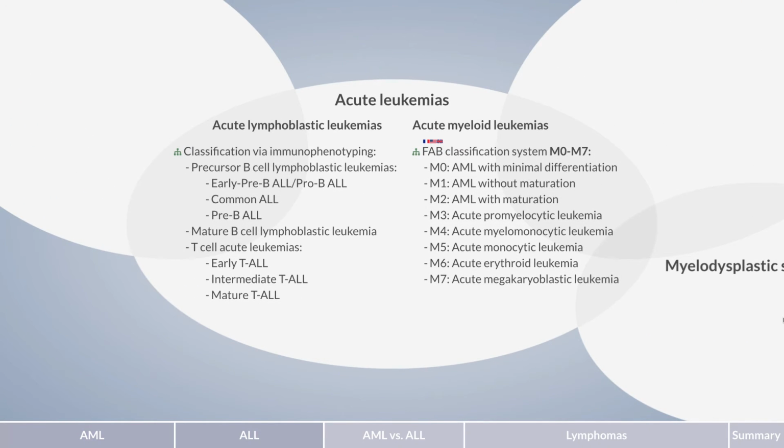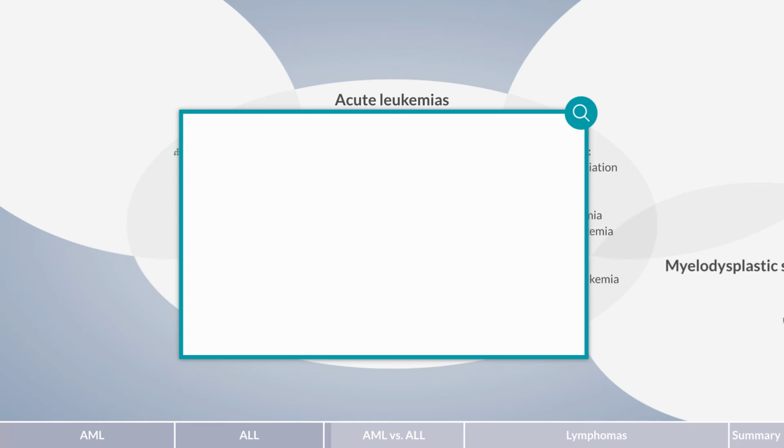Apart from their cells of origin, let's have a look at some more differentiating features of acute myeloid versus acute lymphoblastic leukemias. One example is age distribution. Acute lymphoblastic leukemias mainly occur during childhood, whereas acute myeloid leukemias occur during adulthood. This age distribution is based on a fundamental difference between lymphocytes and cells from the myeloid line.